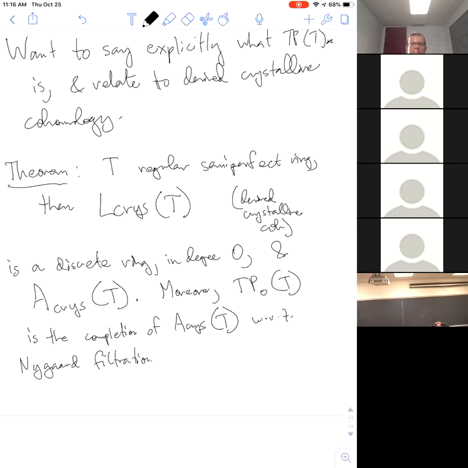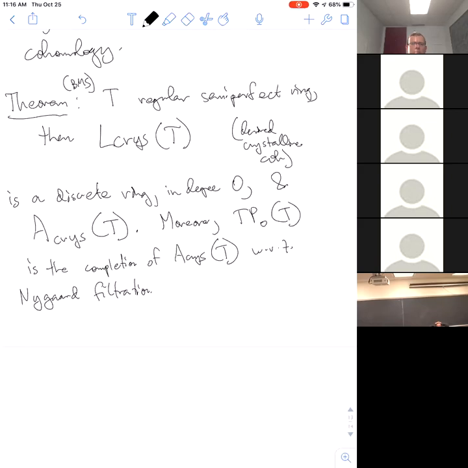Right, so sorry, this is due to BMS. They explicitly identify both the topological periodic homology and the derived crystalline homology with a pre-existing construction of Fontaine, called this ring A_crys. So maybe in the rest of the talk, I want to say something about what this ring A_crys looks like.